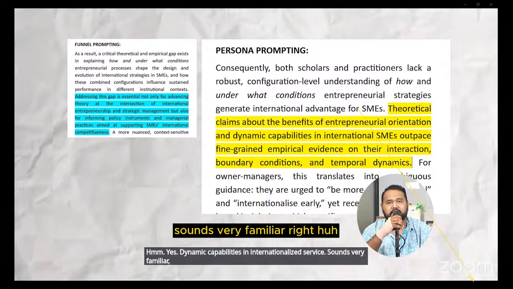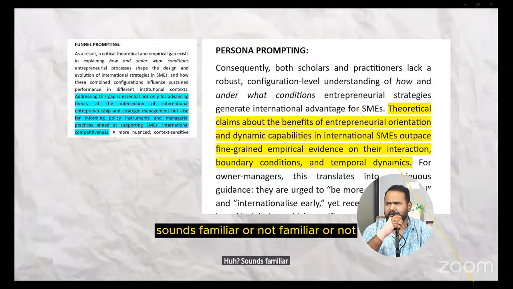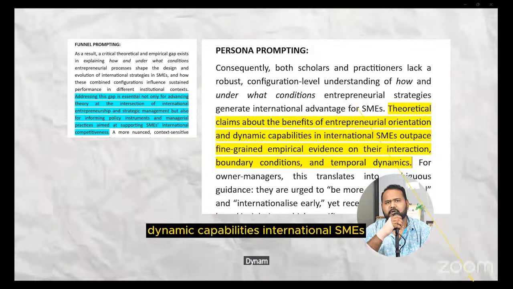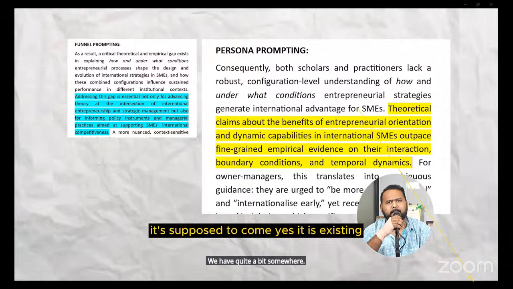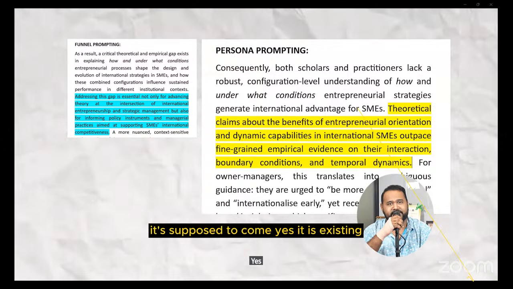Sounds very familiar, right? Sounds familiar or not? Did you hear that word somewhere? Dynamic capabilities, international SMEs. We have heard of it somewhere. It's supposed to come. Yes, it is existing.